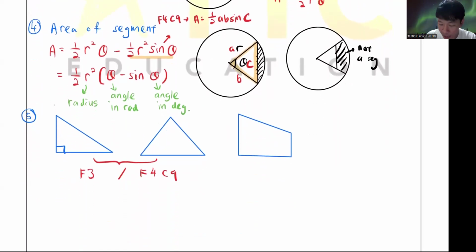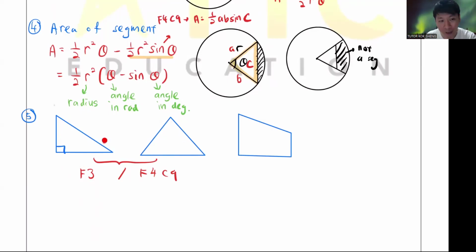The last part here is about other shapes that are given in the question, because this whole chapter is about circles. But sometimes you will have other shapes like I drew here: triangle, or maybe trapezium like this, or maybe even a rectangle. Rectangle, square, what else? Those are 2D shapes for this chapter. So if you have this kind of shape in the question, I'll just recall the formulas for you.